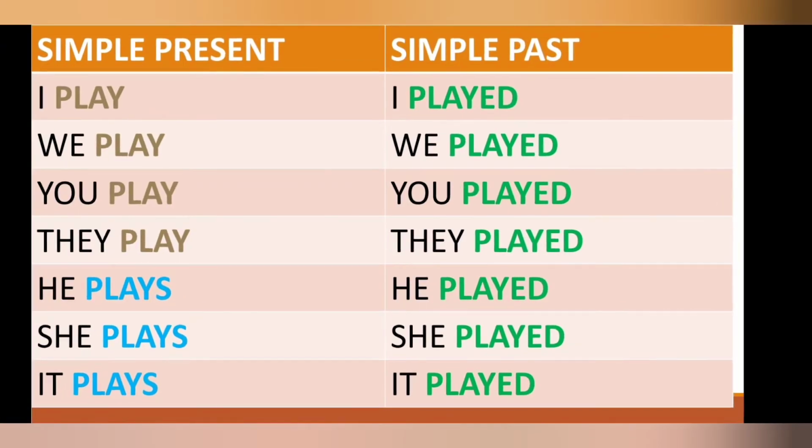For simple present tense, we use the verb in its base form for first, second, and third person plural pronouns: I, we, you, they. And we use verb plus s form with the third person singular pronouns: he, she, and it. For example, I play, we play, you play, they play, he plays, she plays, it plays. For simple past tense, we use the second form of the verb. For example, I played, we played, you played, they played, he played, she played, it played.